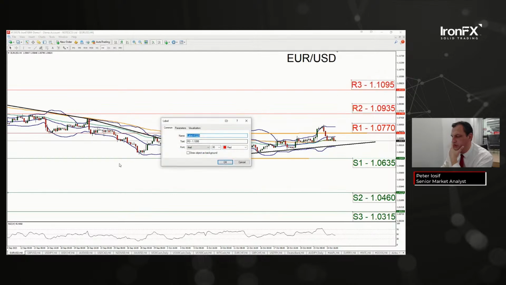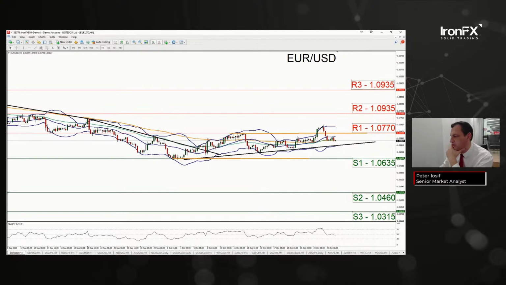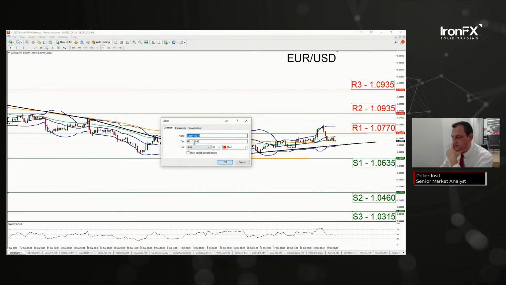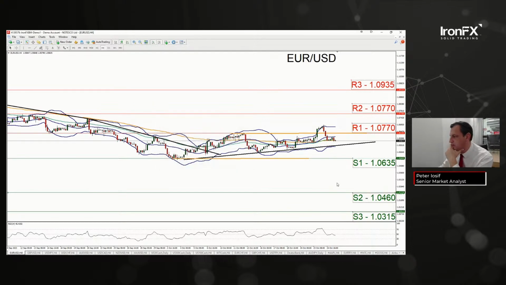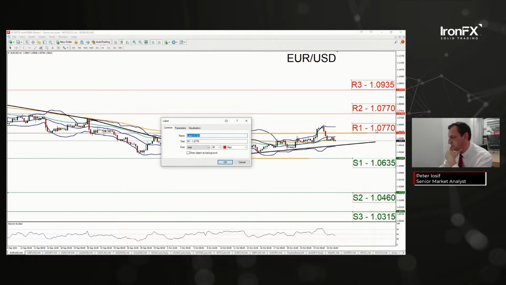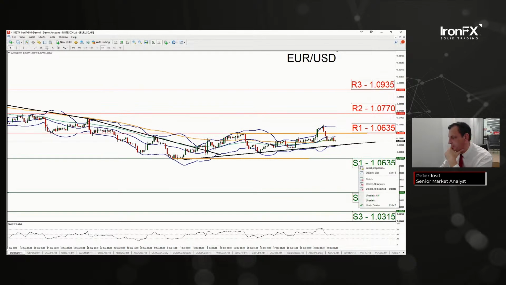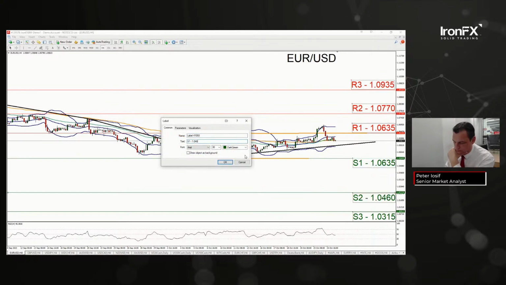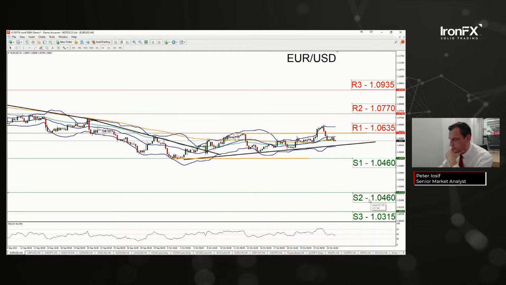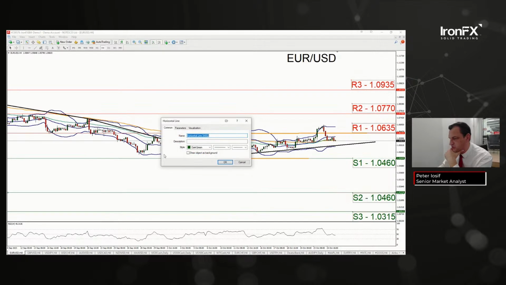Starting with the R3, which is now being placed at 1.0935, the R2 at 1.0770, the R1 at 1.0635, the S1 at 1.0460. Now we're going to be adjusting the S2 slightly. It's actually at 1.02294. I'm going to be switching it to 1.0225.